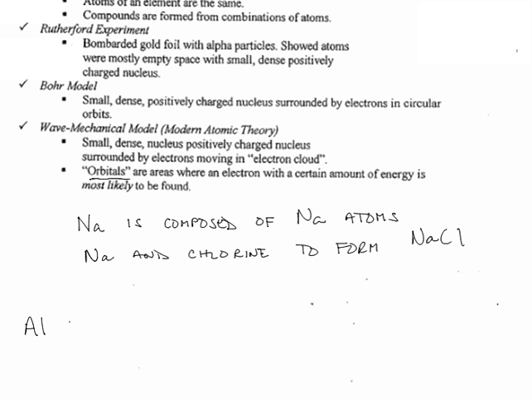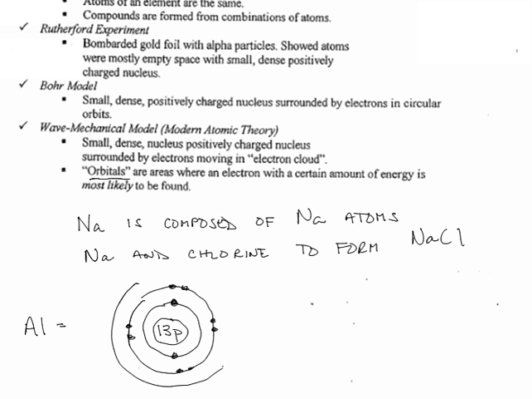Aluminum, if we were to draw a Bohr model, has 13 protons in the nucleus, 2 electrons in the first shell, 8 electrons in the second shell, and 3 electrons in the third shell. It has an electron configuration of 2-8-3 and an electron dot diagram with Al and 3 dots for the 3 valence electrons.